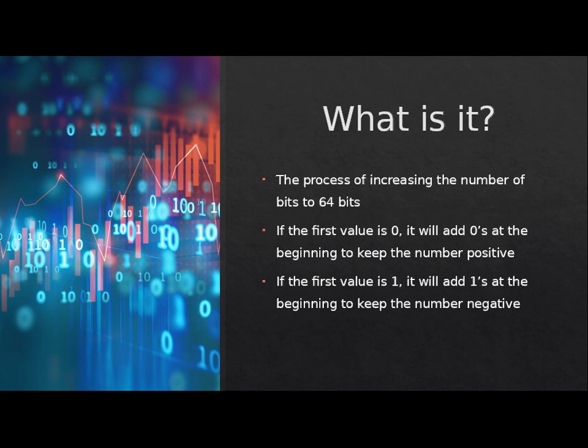So what is it? It's the process of increasing the number of bits to 64 bits. If the first value is 0, which means it's positive, we're going to keep it 0, so the number is positive. How many bits was it to begin with? If we go to 64, how many bits was it to begin with? And if the first value is 1, it keeps them all 1 so that it stays negative.